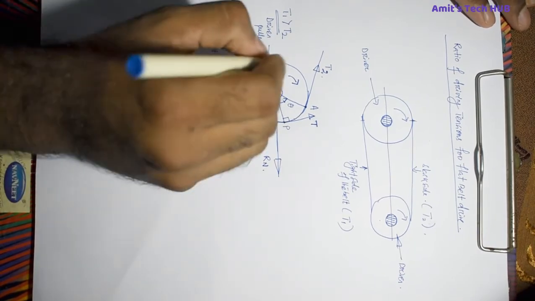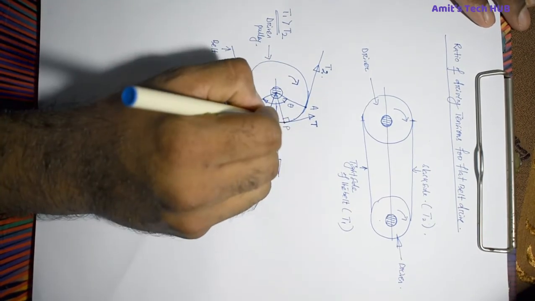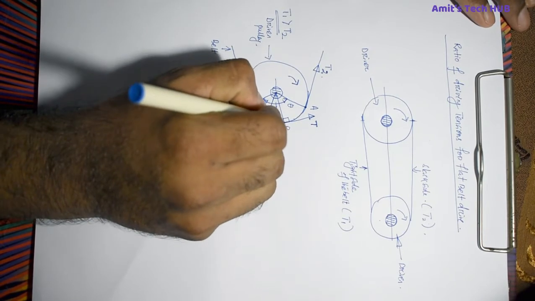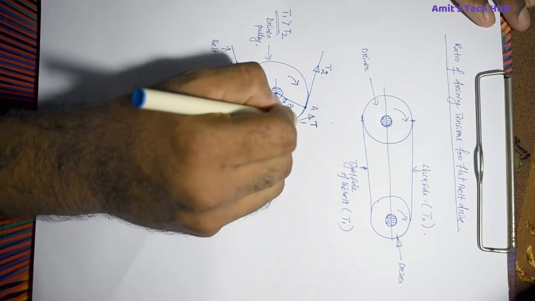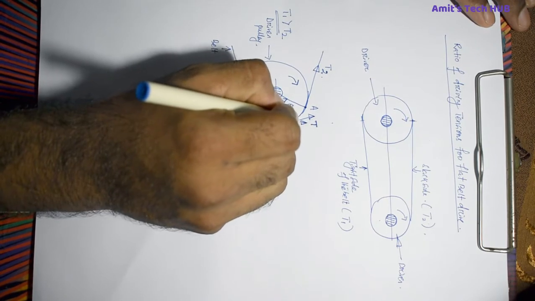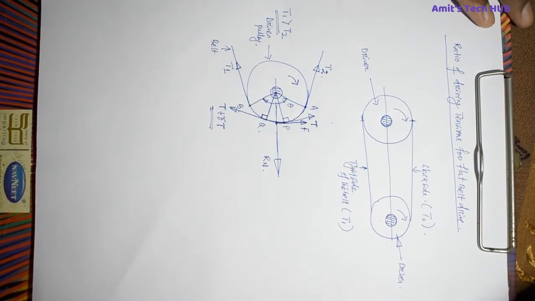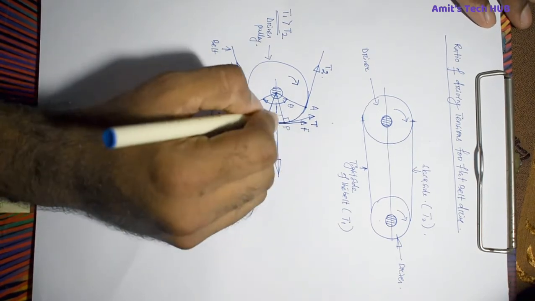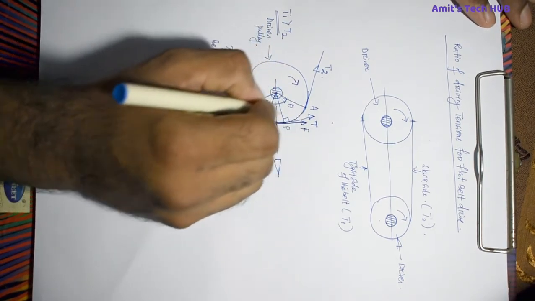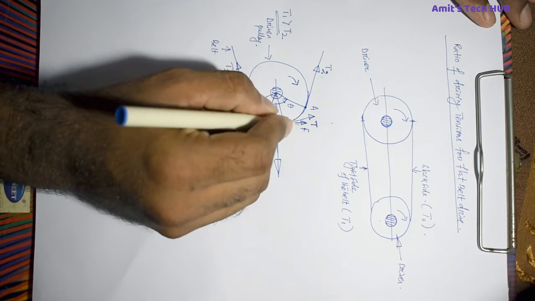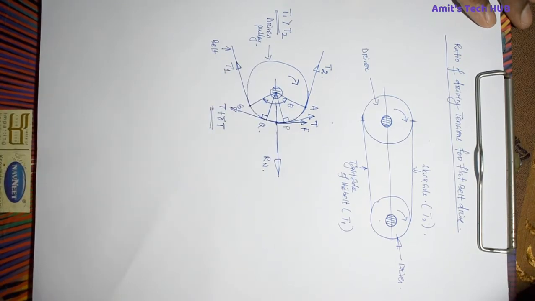Okay, and as it is rotating clockwise, you can consider the frictional force must be acting in this direction, and let this be your F. That means the frictional force must act in the direction opposite to the rotation of the pulley.